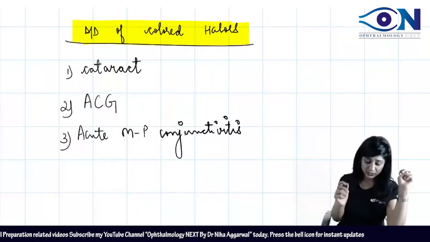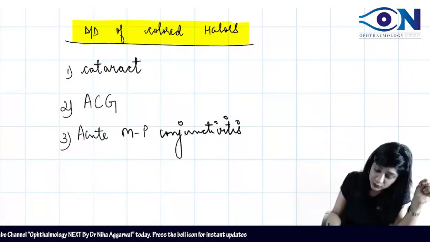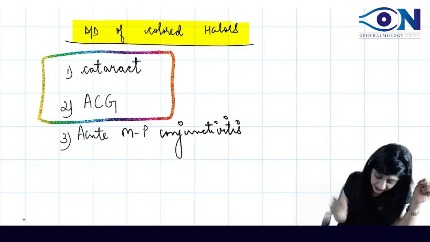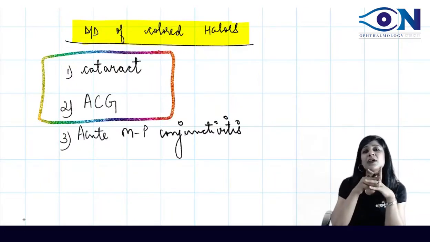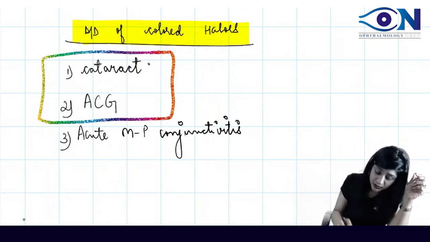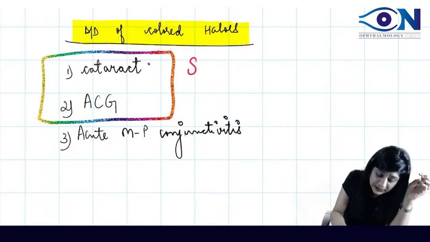Now, second important thing, what is a test that we can do to differentiate between the colored halos of this cataract and the acute congestive glaucoma? If I want to differentiate whether the colored halos are due to cataract or acute congestive glaucoma, then we do the stenopic slit test.